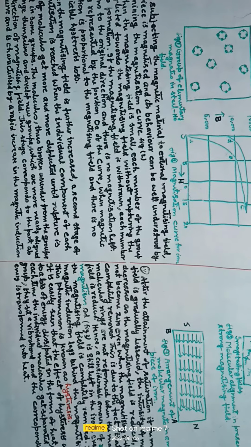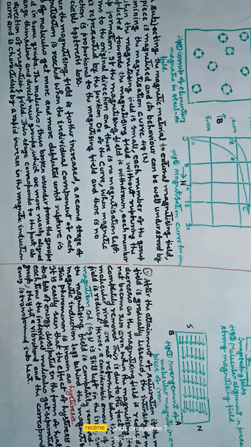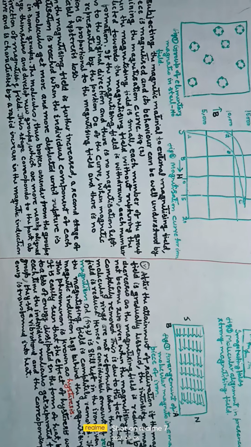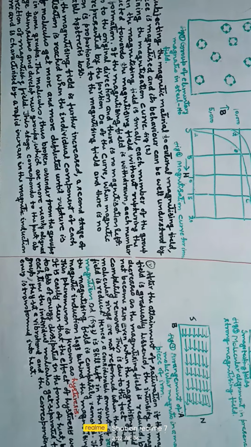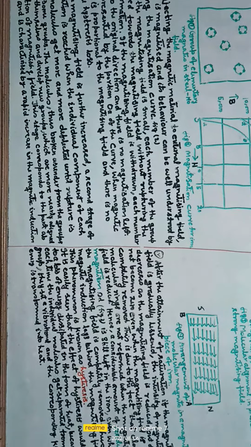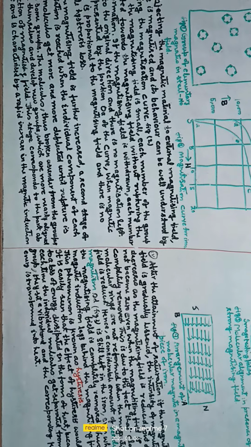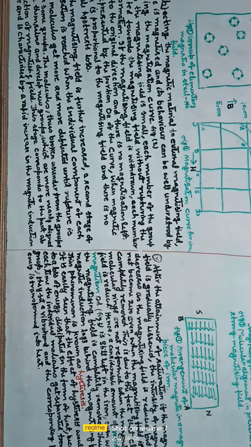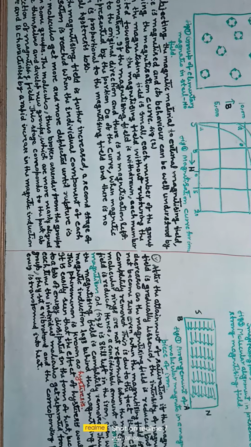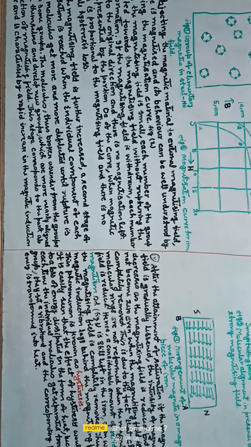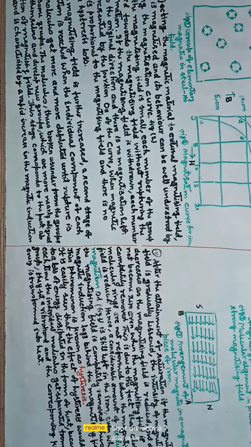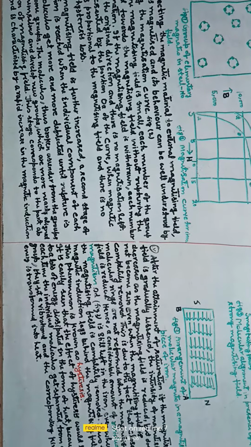Now, when the magnetizing field is further increased, a second stage of magnetization is reached when the individual components of each group of molecules get more and more deflected until rupture is caused in some groups. The molecules thus broken asunder from the groups rearrange themselves and develop new groups which are more nearly aligned in the direction of the magnetizing field. This state corresponds to the part AB of the curve and is characterized by a rapid increase in the magnetic induction.